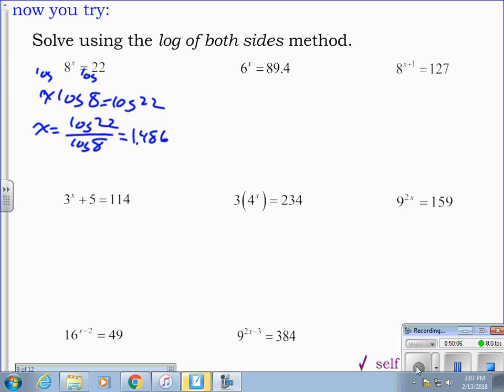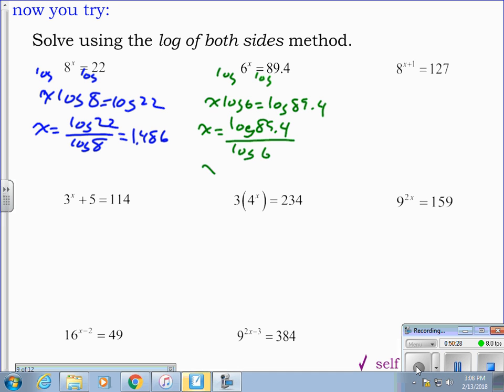Next one's the same thing. Okay. Take the log of both sides, and I end up with, bring the x down in front, x log 6 equals the log of 89.4. Divide both sides by log 6, x equals the log of 89.4 divided by the log of 6. So x equals 2.508, rounding it off.